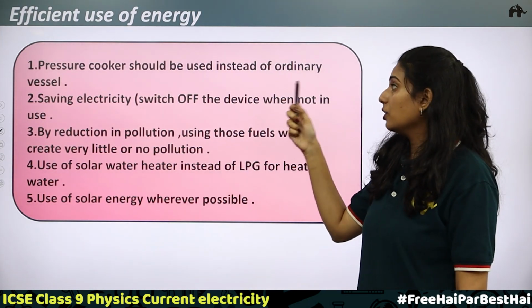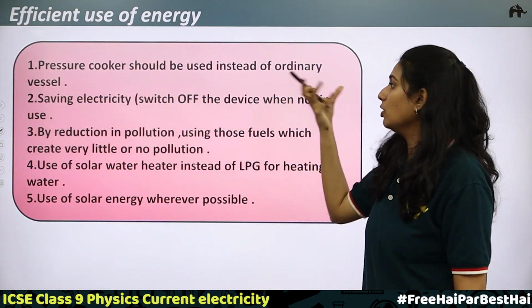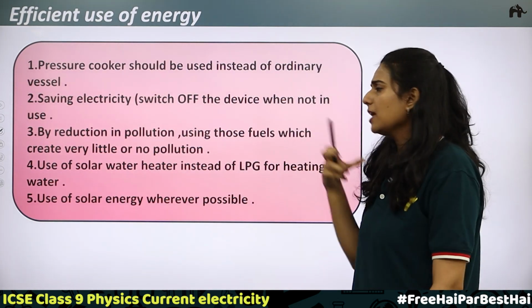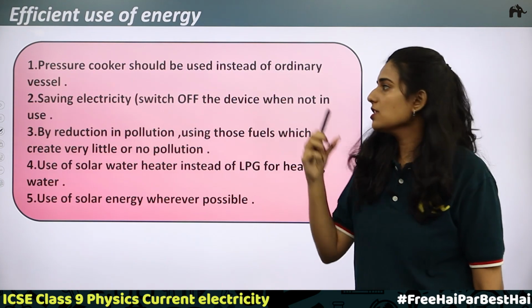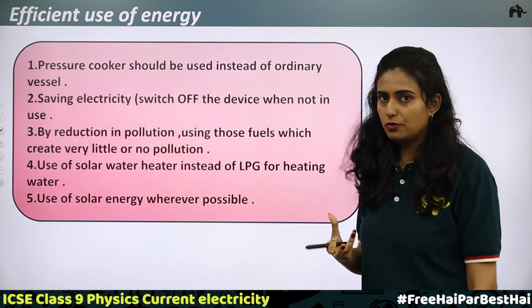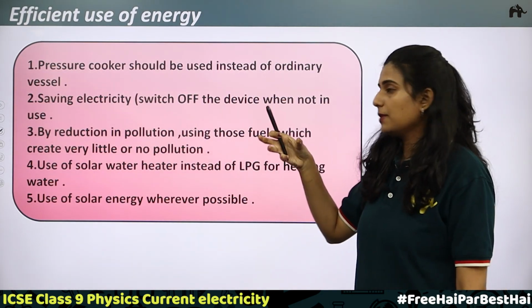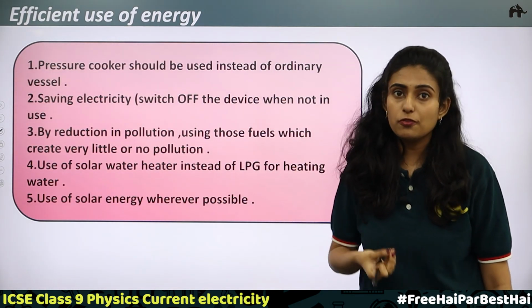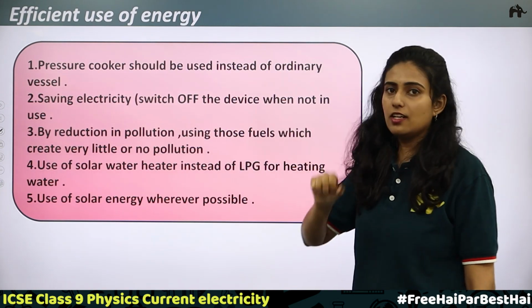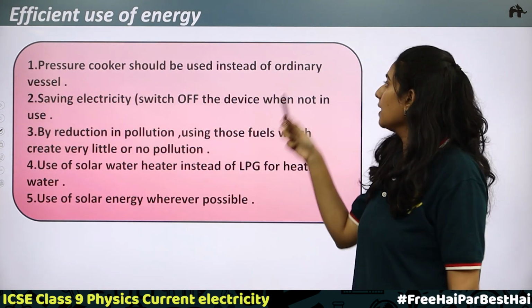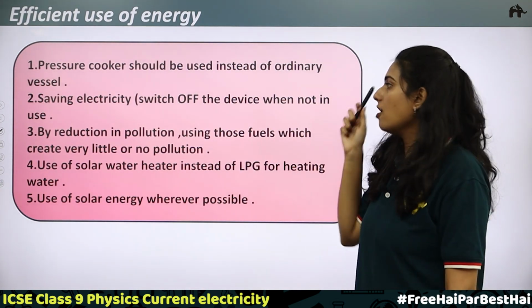In the case of a pressure cooker and an ordinary vessel, you will be using the same gas stove to prepare the food. In the first case, when a pressure cooker is used, because of the pressure inside the cooker, the food gets cooked faster. That is, you can save energy. You can switch off the stove earlier compared to when you are preparing the food in an ordinary vessel.